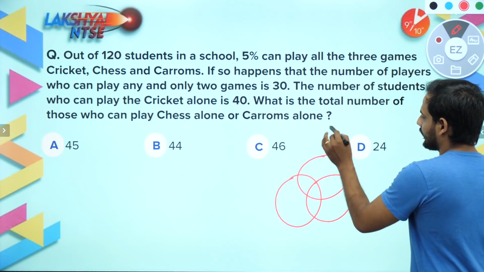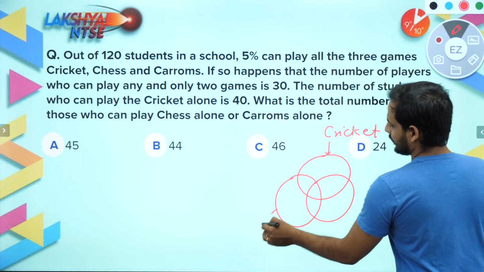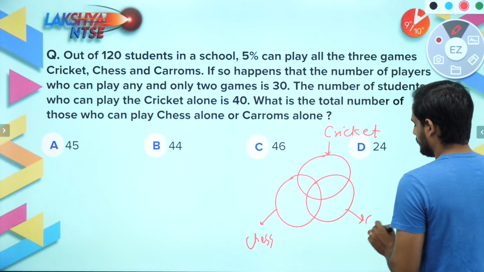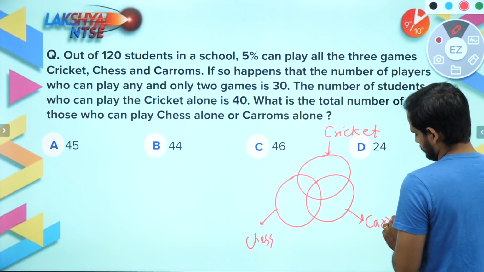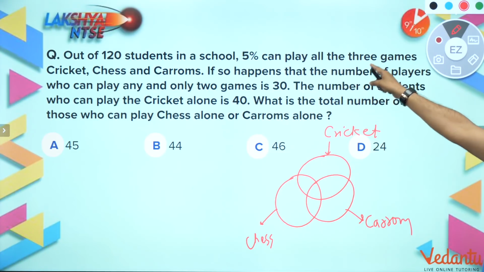Let us say this is your cricket. Let us say this is your chess. And let us say this is your carom. They are saying there are a total of 120 students. Total 120. Now they are saying 5% can play all the 3 games.